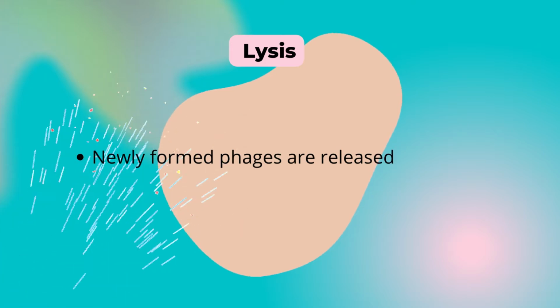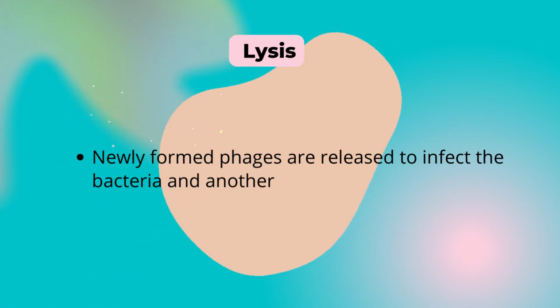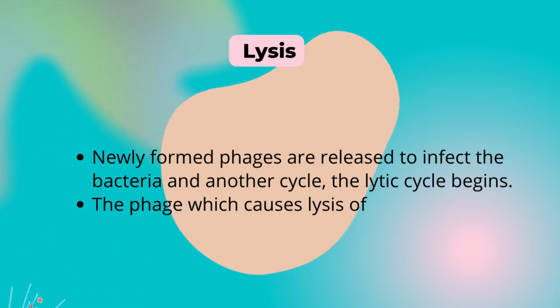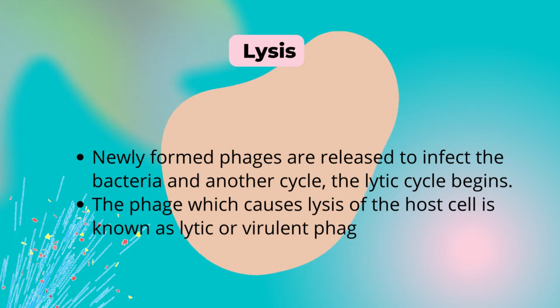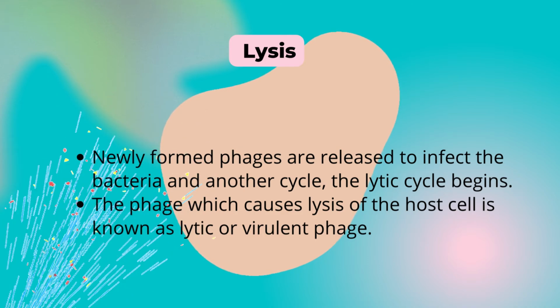Newly formed phages are released to infect other bacteria. Another cycle, the lytic cycle, begins. Again and again, they can cause the lytic cycle. The phage which causes lysis of the host cell is known as lytic or virulent phage. What is virulent phage or lytic phage? That bacteriophage which causes lysis of the cell, breakdown of the host cell, is called virulent phage.